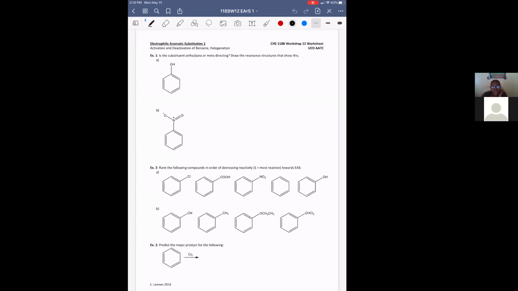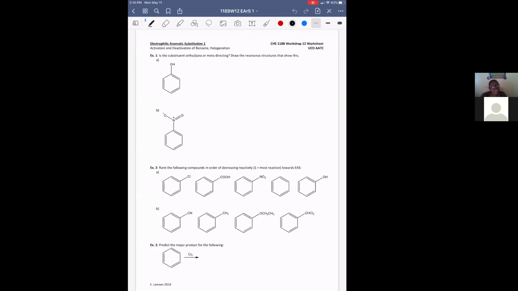We'll start with our workshop 12 material. We're looking at electrophilic aromatic substitutions, and we're looking at activating and deactivating benzene, right? We're thinking about halogenation specifically. What we're going to do today is think about reactivities and rank them: which groups would be better for electrophilic aromatic substitutions, and which functional groups would be worse.